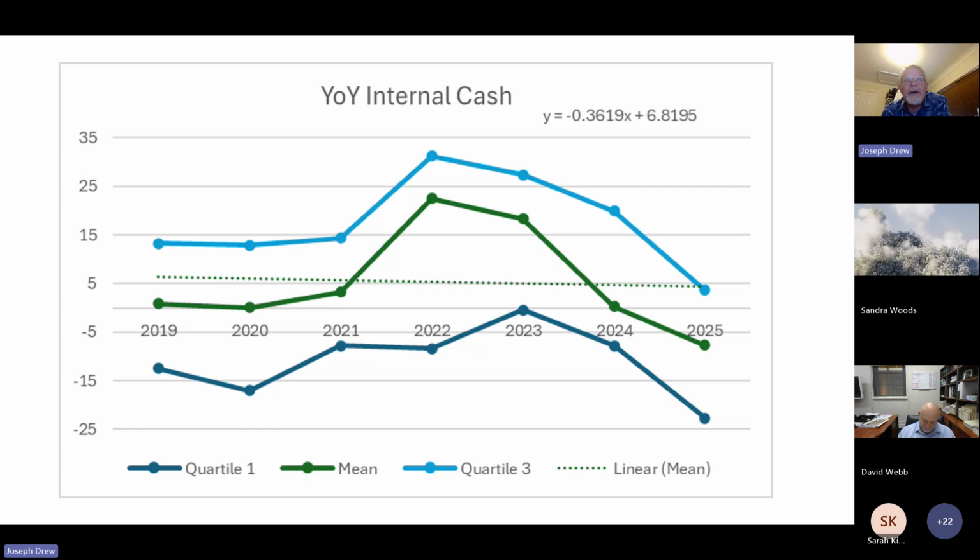If you have a look at this graph, it does indicate that the stress that I'm suggesting is happening out there in the sector is happening, because the typical council in New South Wales, the internal cash didn't grow at all in 2024. In 2025, it went down by about 6%. That's a problem. That's the typical council. Q1 councils, in 2024, it was -7%. 2023, it was -1%. 2025, it was -23%. So they're the councils that are probably under an awful lot of stress.